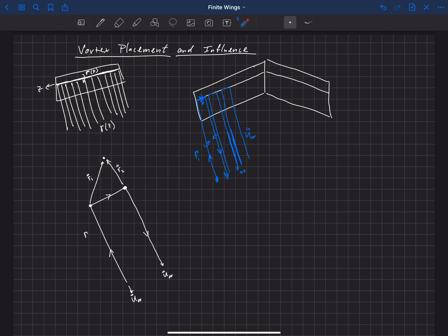We're going to put the bound vortices along the local chord, which is aligned with or dependent on the sweep and the dihedral of that wing. So we're going to place those right along there, and that's called the bound vorticity. That's the portion that's bound to the wing, and the trailing vortices are aligned with the free stream.